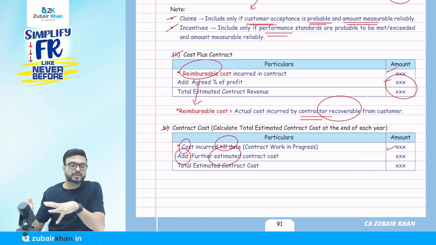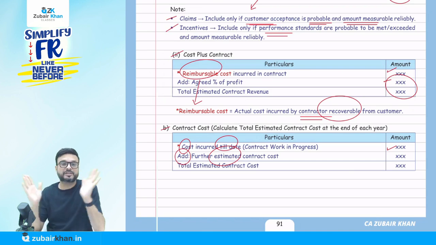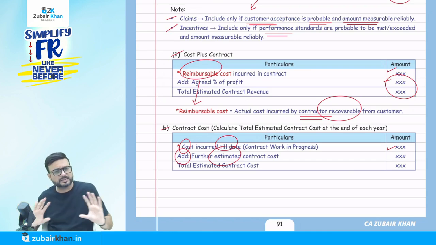I will tell you the steps so that your answer will never be wrong. It will always be correct. I will tell you the steps. Don't worry, it's a very simple accounting standard.